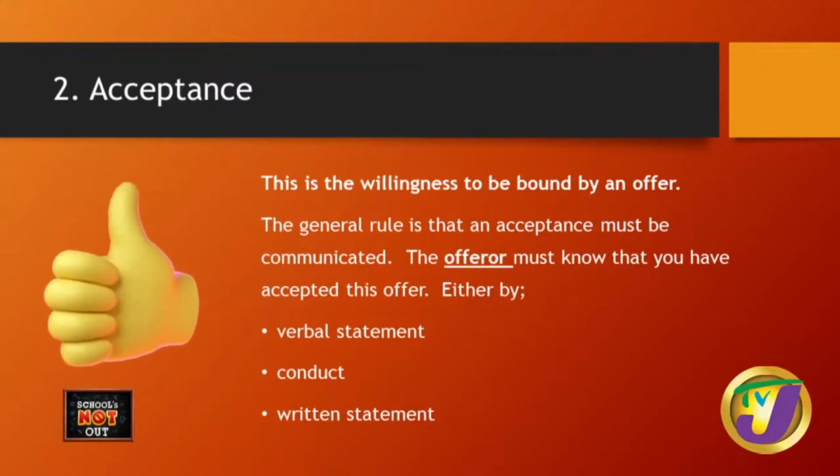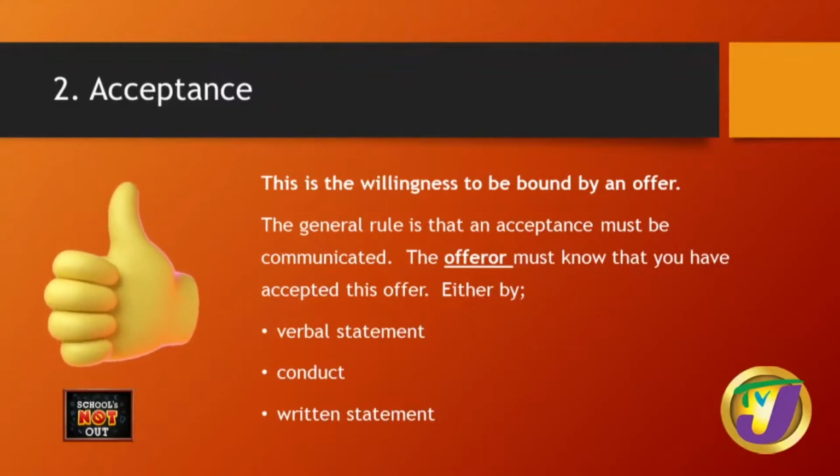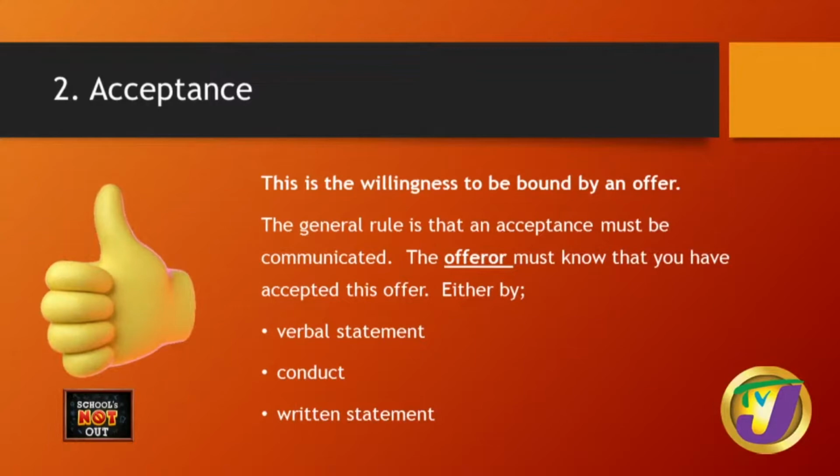So, of course, for a contract to really be formed, we have somebody making an offer, and in return, someone accepting. So we have the offerer making an offer, and then we have the offeree accepting. So this is the willingness to be bound by an offer. And the general rule is that an acceptance must be communicated. The offerer must know that you have accepted this offer, and it can be done either through a verbal statement, conduct, or a written statement.